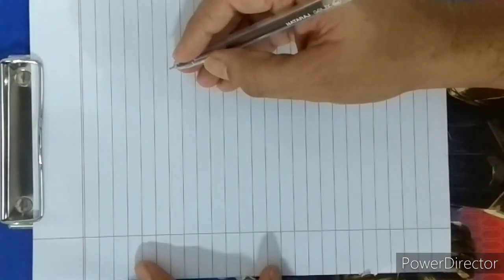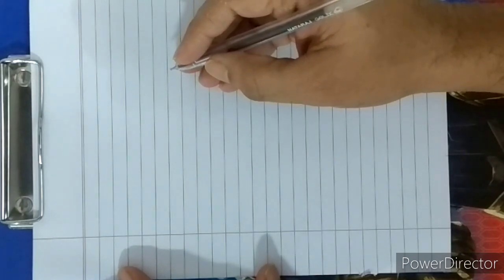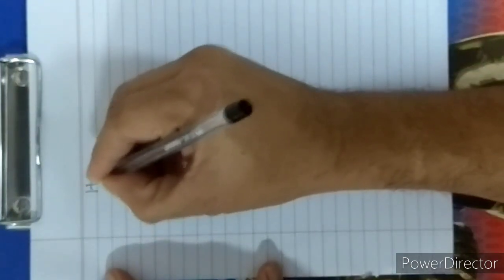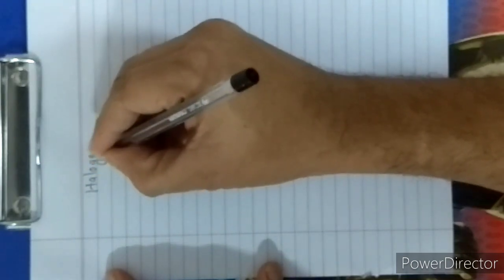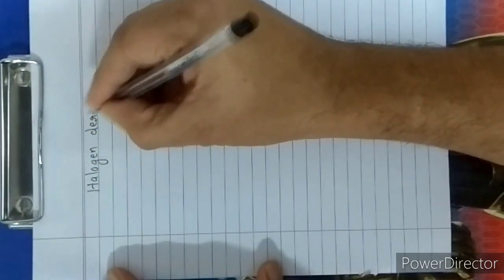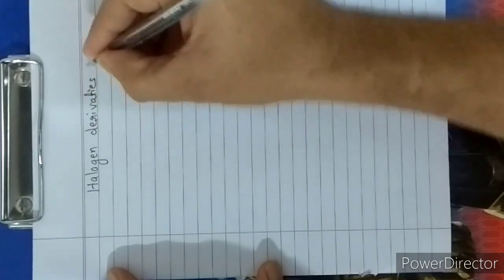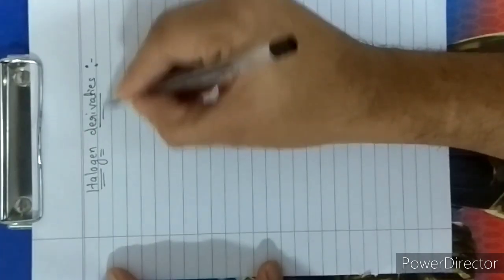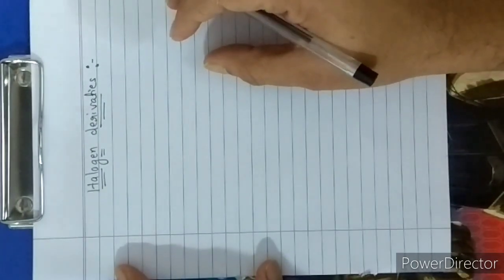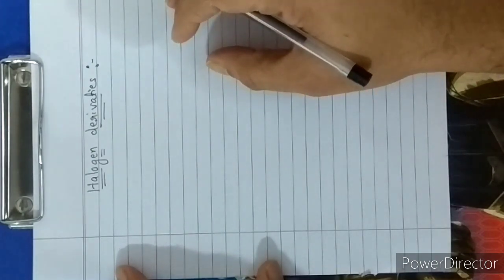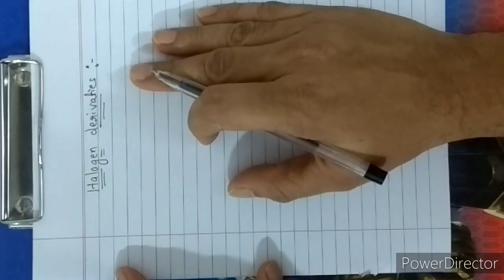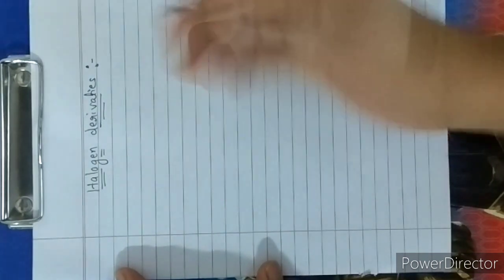Hello student, today we are going to start a new chapter in organic chemistry, that is halogen derivatives. It's the first and the most important chapter of organic chemistry. Now, starting with the chapter, first we'll understand what is a halogen derivative, right?